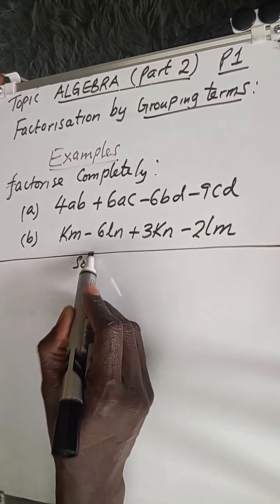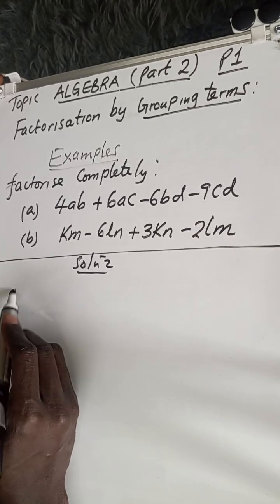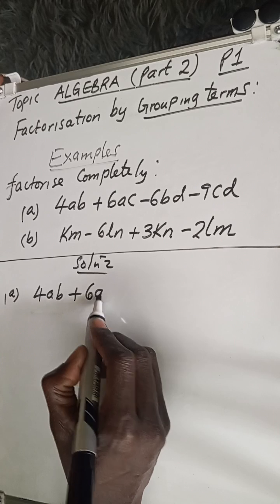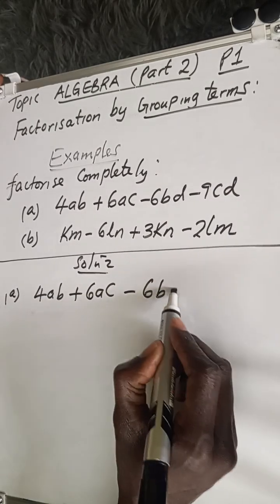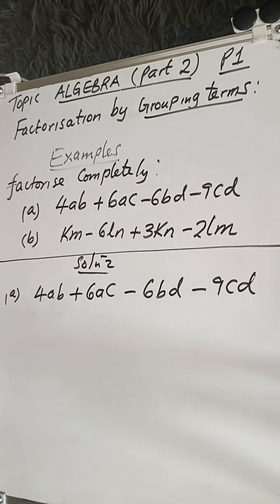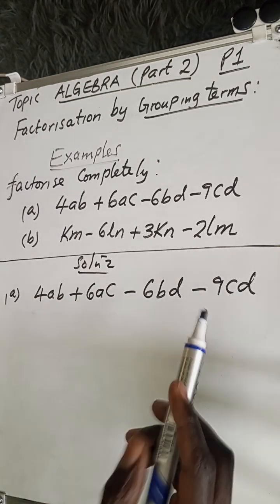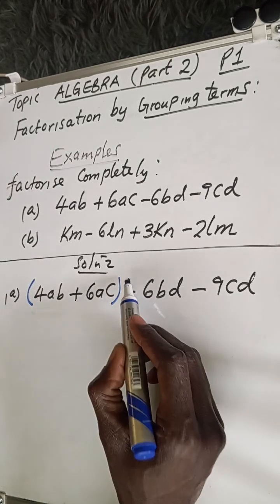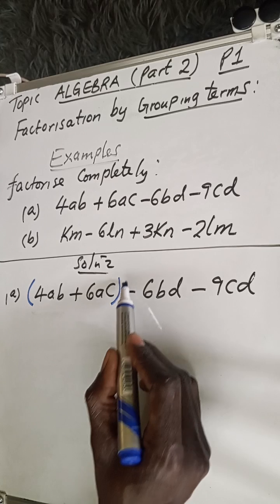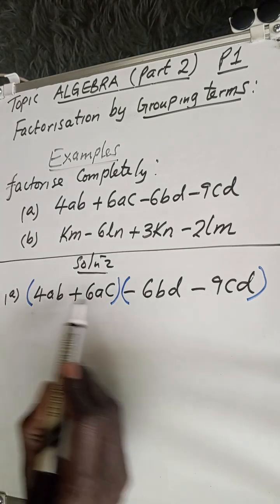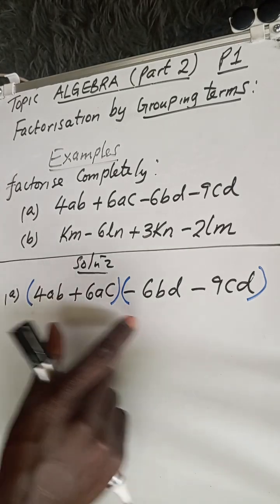For example, if we start with the first one, it says 4ab plus 6ac minus 6bd minus 9cd. In most cases, you don't even need to struggle, you just go directly. Group the terms in 2. This one you have seen as a negative, so I'll group even the negative in parentheses or brackets as you call them. Then you factorize what is common in each of these brackets.